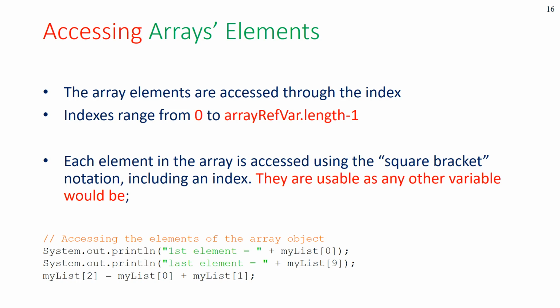So here's the syntax: mylist index 0, mylist index 1, up to 9 if we have 10 elements. You can use those everywhere you would use a variable of that data type. So if your array contains doubles, every time you can use a double value, you could use mylist index, whatever. But just make sure that those indexes are correct.